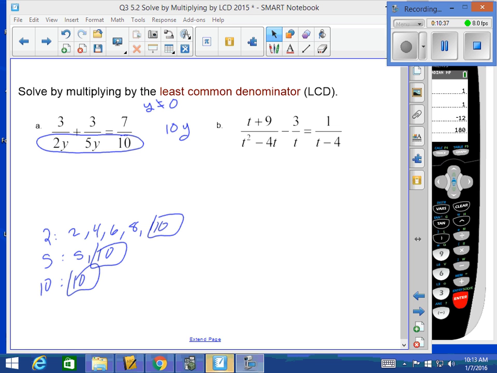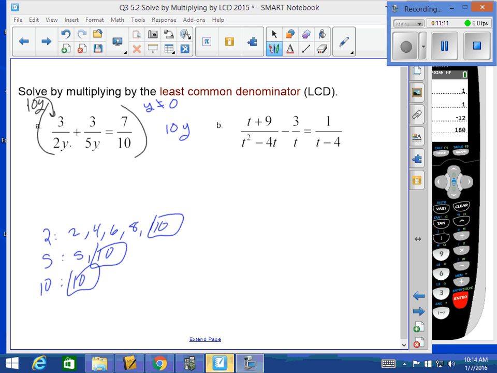So what I could do is multiply now. Let me erase this. If I multiply my entire equation, both sides of that equation, by that 10y, my fractions are going to go away. So when I multiply 10y right here, 10y gets multiplied to the numerator, but I can divide that denominator. So if I go 10y divided by 2y, my y's right here are going to cancel each other out.